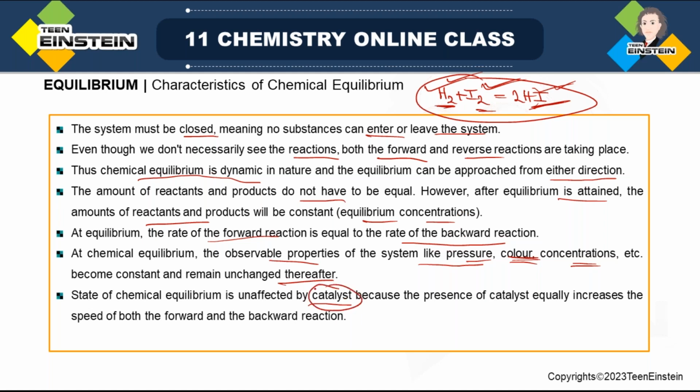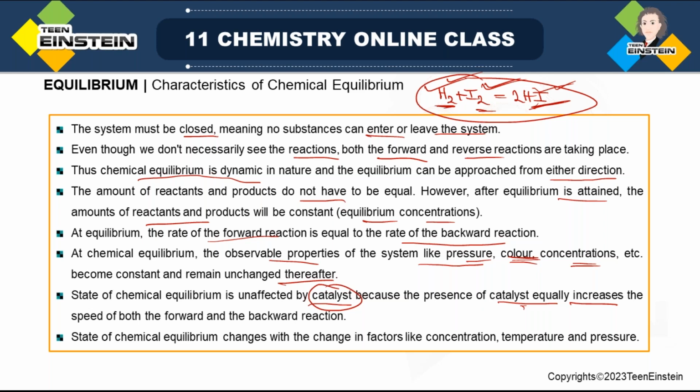And catalyst is related to that, because when you use a catalyst, activation energy is decreased, and as a result the reaction rate is increased. But chemical equilibrium is not affected by the catalyst, because the presence of catalyst equally increases the speed of both reactions. So ultimately the overall effect is nullified. Even if we use a catalyst, it is not affecting chemical equilibrium.